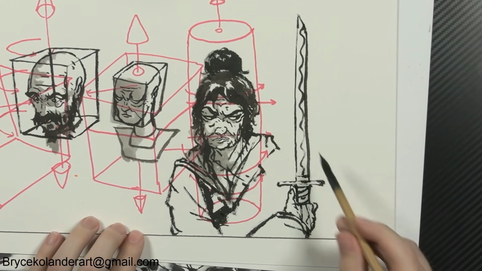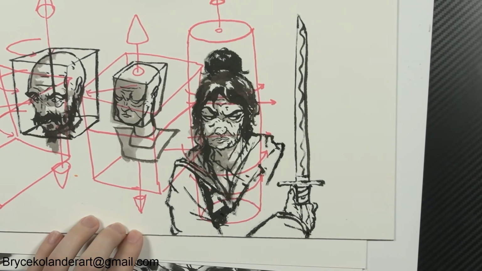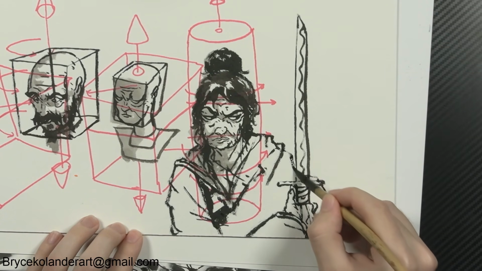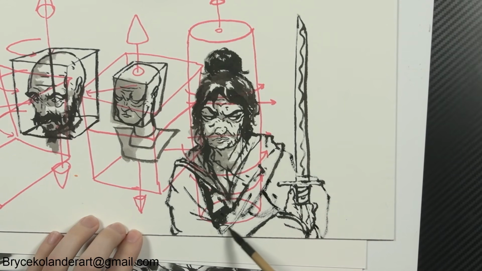All right. So now we have our character here. And I'll have this other arm coming down and balancing the sword on that lower part.